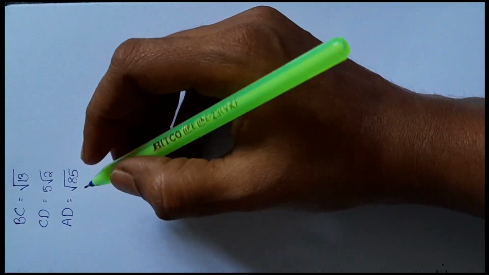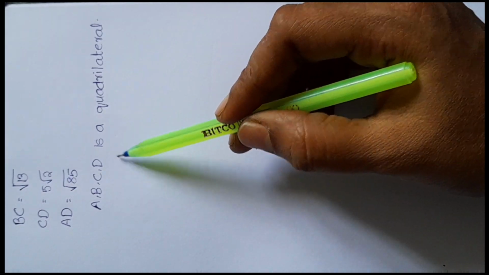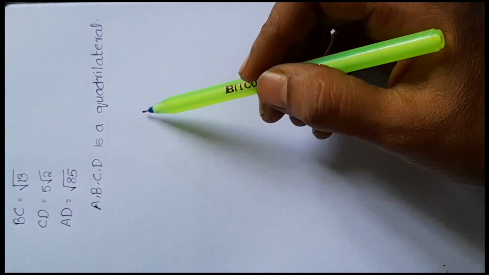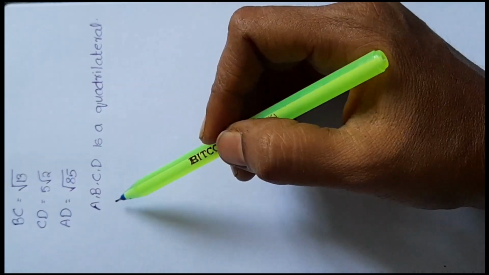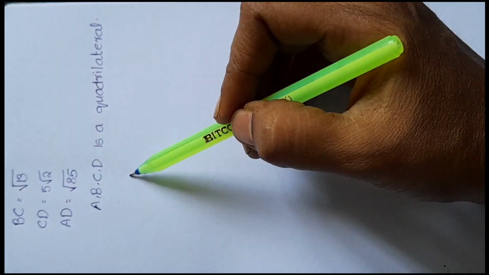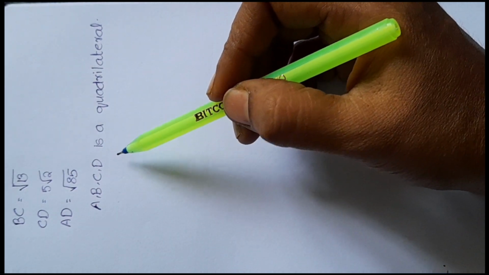Here all the four sides are of unequal length. So ABCD is a quadrilateral. In order to find out if it is a square, rectangle, parallelogram or trapezium, we need to check some conditions. All the four sides are not equal, so this is not a square. Opposite sides are not equal, so this is not a rectangle or a parallelogram either. So let us check for the trapezium.